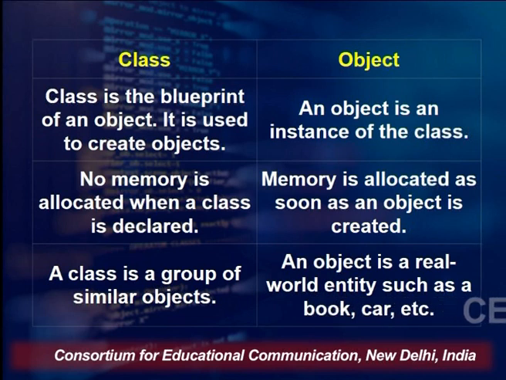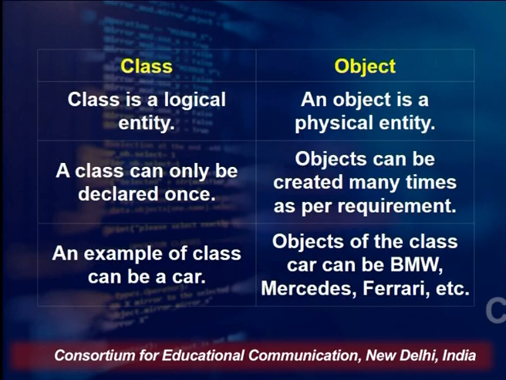Then a class, we can say, is actually a group of similar objects. Object is a real world entity. It could be a book, it could be a car, and we have also seen that these real world entities could be tangible or intangible. Book and car are tangible quantities, while a university system or a banking system is an intangible entity. Now, class, because it does not have memory of its own, is a logical entity, while the object has memory of its own. So, it is a physical entity, we can say.